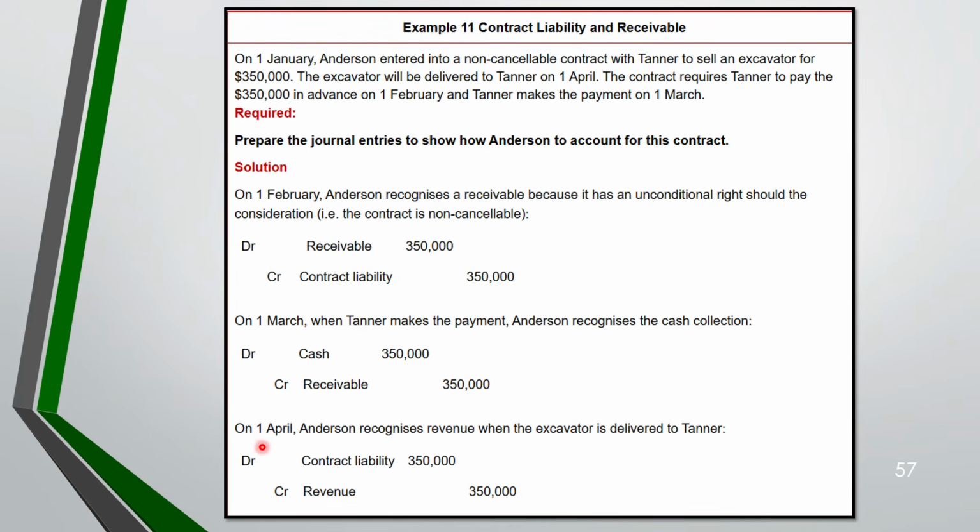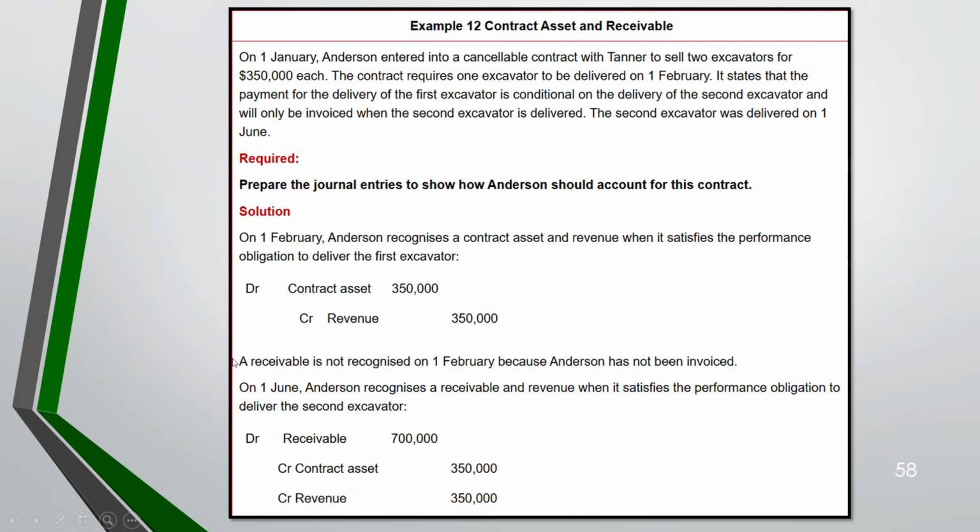What about 1st April? On 1st April, you have to recognize revenue when you have delivered the goods to Tenor. So you will recognize the revenue 350, and the contract liability that you credited 350 on 1st Feb, now you debit it. You have to close down that contract liability by recognizing revenue. And you see, always your debit and credit has to be equal. Now coming to example 12. You have to prepare journal entries to show how Edison would account for this contract.